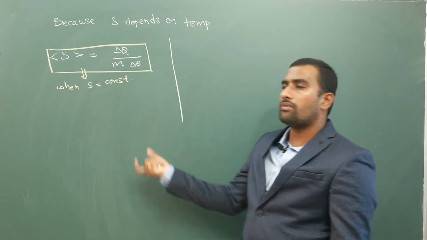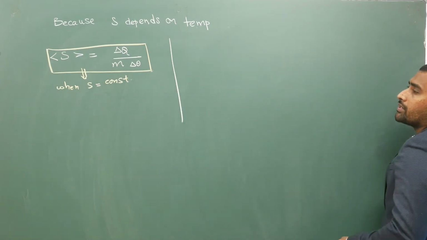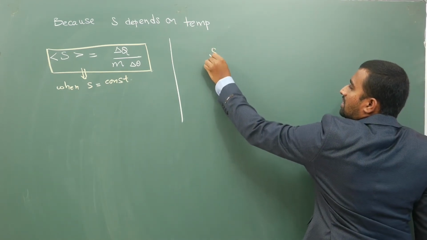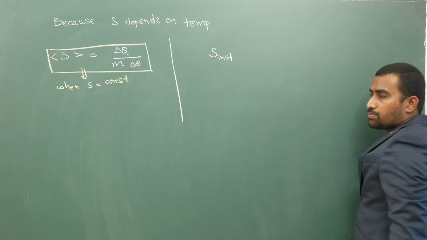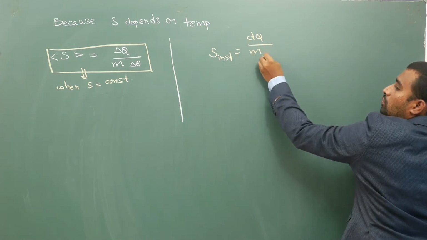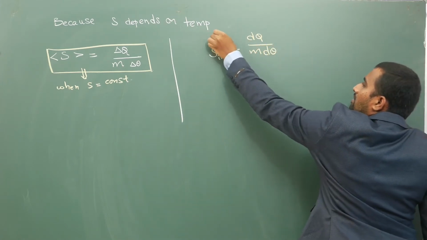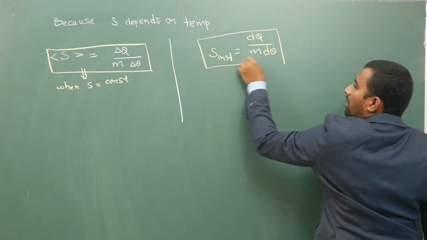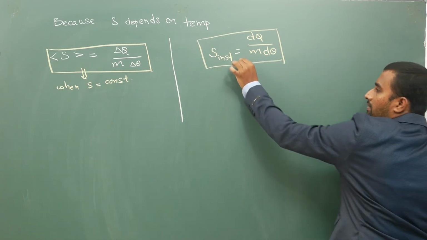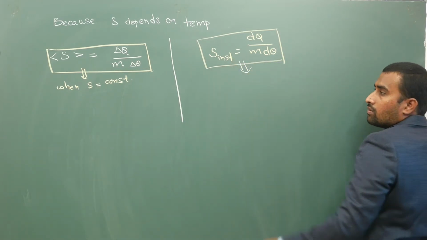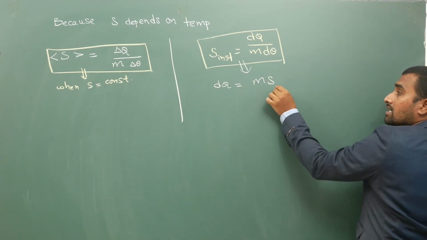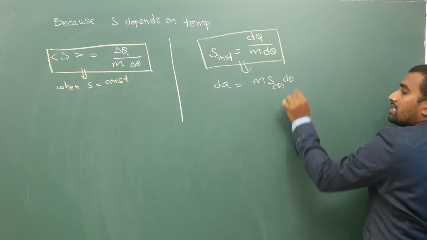So in such a case, when you have variable terms, you have to use this definition. That is, your instantaneous specific heat definition is given by dQ by m into d theta. If specific heat is known as a function of temperature, you have to use this definition. So from here, if you want heat energy, your dQ is equal to m into specific heat as a function of temperature theta into d theta.